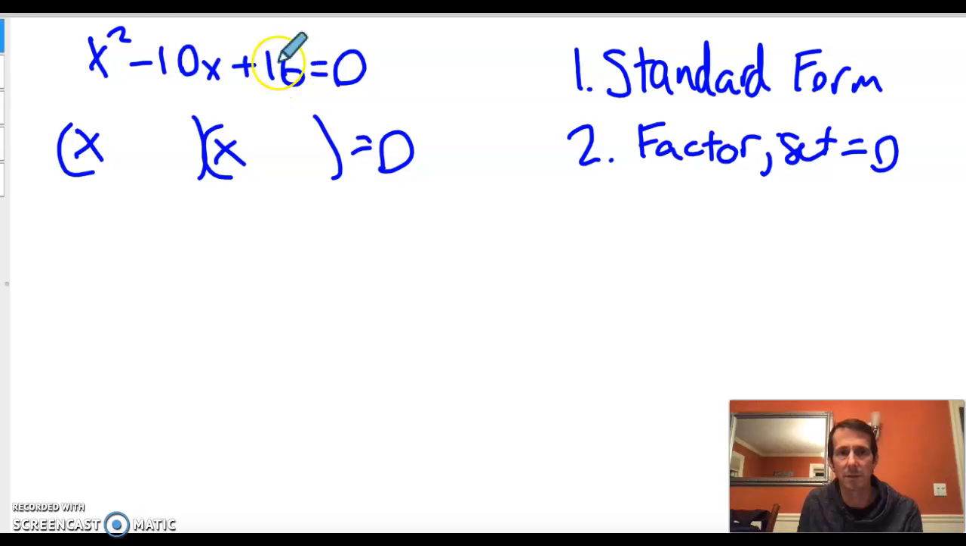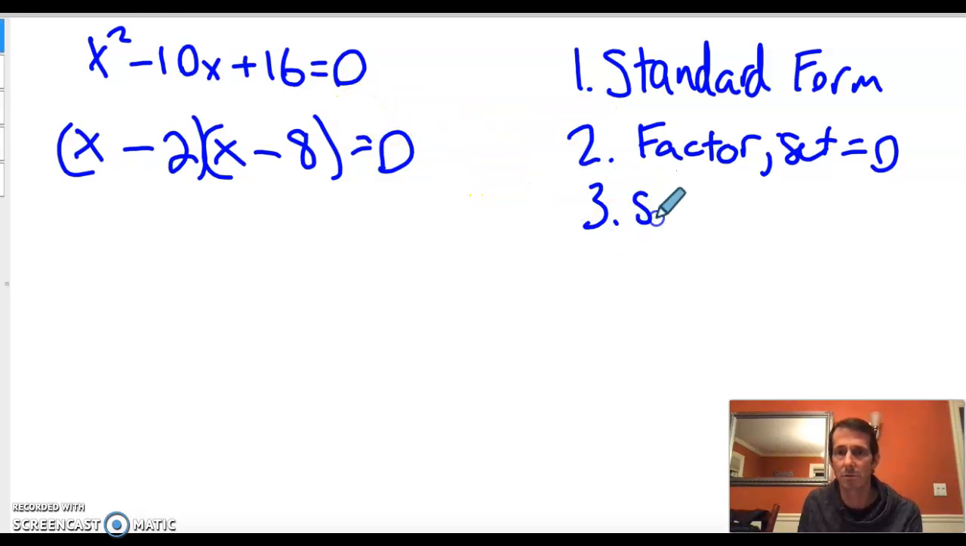The factors of 16 are 1 and 16. They don't give me 10. 2 and 8, they actually do give me 10. So I can put a 2 and an 8 in here because they multiply to 16, but that add to negative 10. So a minus 2 and a minus 8. Those do add to negative 10, and they actually also multiply to a positive 16. So that is the second step.